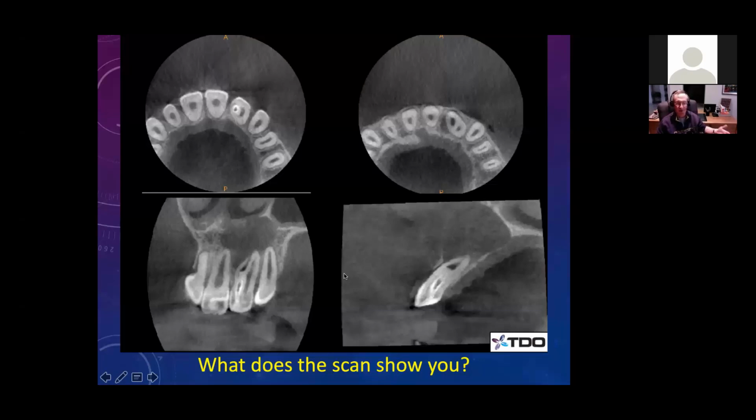So I asked the audience, are there any other options, or how would you deal with this? First thing we're going to do is treat it as best we can non-surgically, but if it needs surgery, how are you going to deal with it?